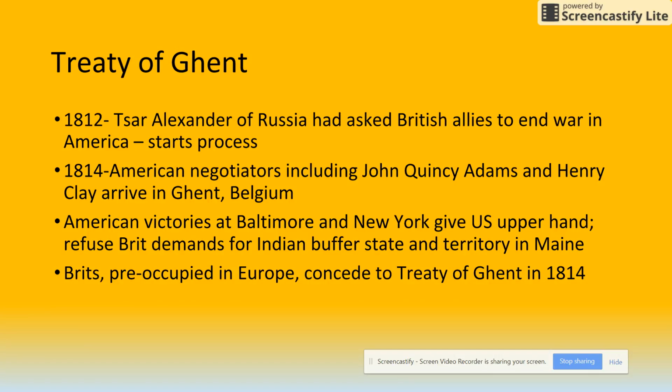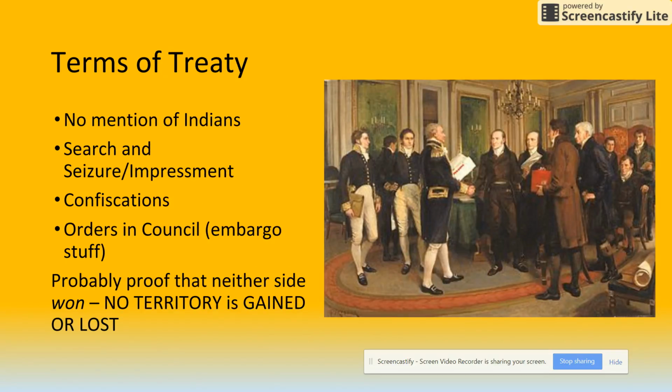So we'll see that. And Britain's dealing with still more drama in Europe. So they're kind of eager to walk away from this as well. So the terms of the treaty are really weird. I mean, honestly, it's more of like a ceasefire than it is a peace treaty. For instance, there's no mention of the Indians, who you guys will remember the British had been arming. They don't promise to stop doing that again, right? Search and seizure and impressment, no promise to stop that, although eventually they do. Same thing goes with the ship confiscations, and the orders in council that the British had basically used to make the embargo legal.